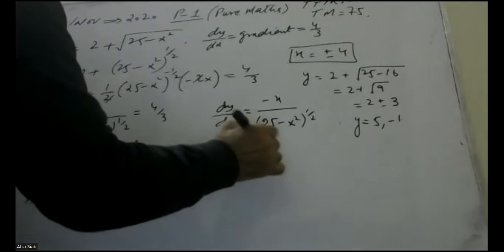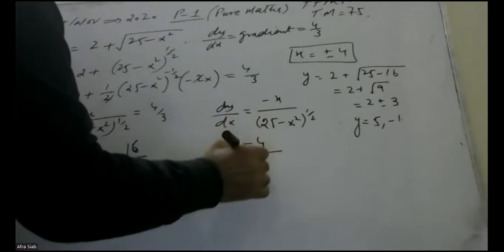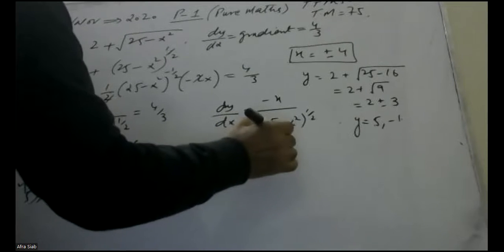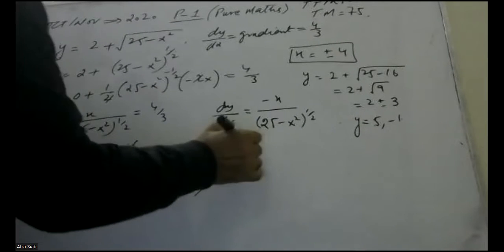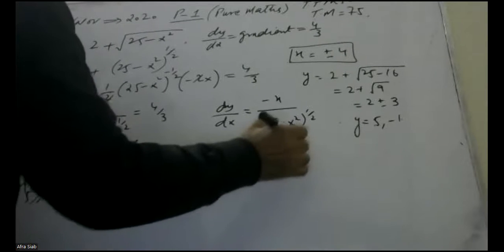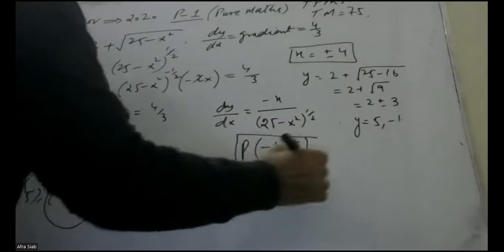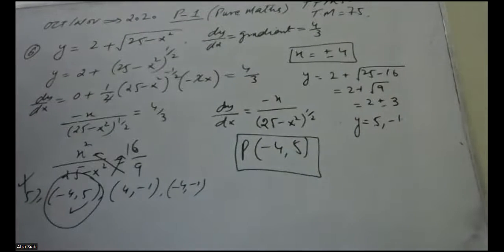Then again we can check 4 and minus 1. So minus 4 over 25 minus 1 is 24 square root, which is again not equal to 4 over 3. So this value is also rejected. And then minus 4 over 24 square root, and that is not equal to 4 over 3. So the value which is correct there, that is minus 4 over 5. So at minus 4 and 5, the gradient is equal to what? 4 over 3 there.